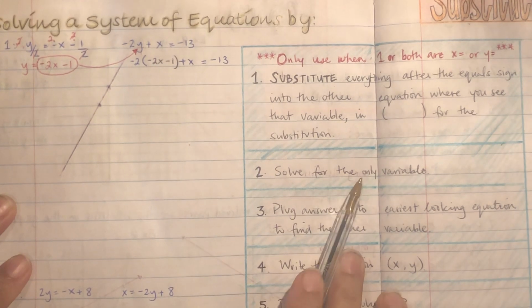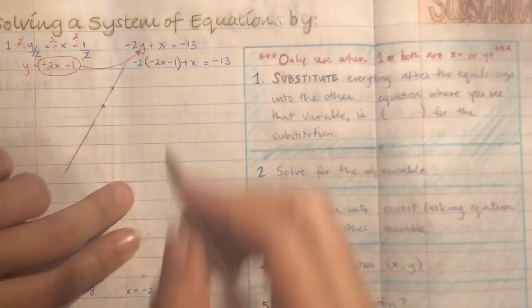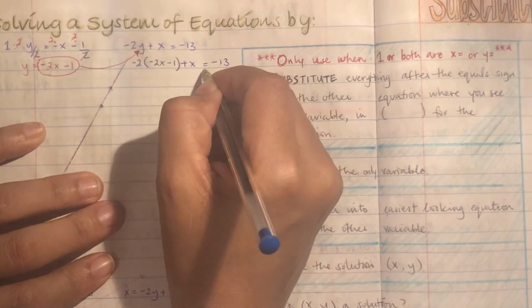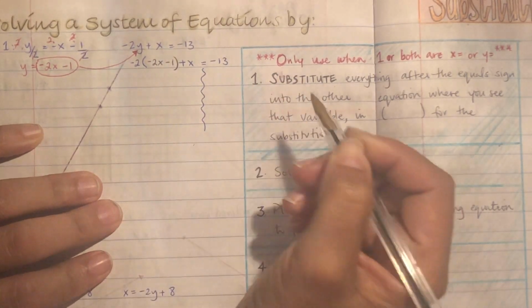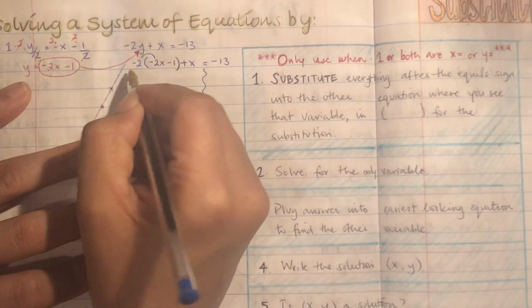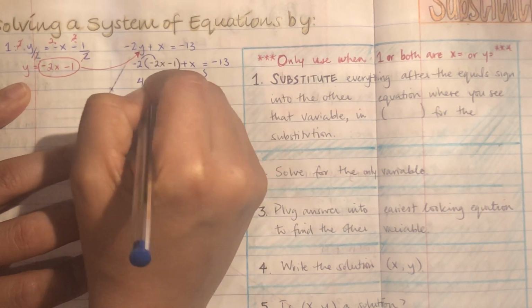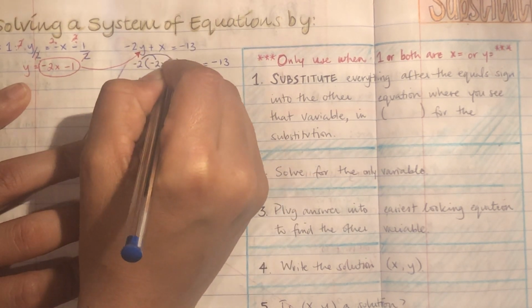Step 2, you're going to solve for the only variable. So the only variable you have in here is x. And guess what this is again? This is an equation. So I need you to draw my river. And what's the first step you're going to do? You're going to distribute this. So that's going to be a negative times a negative is a positive. 2 times 2 is 4. So it's 4x. All right, then distribute that as well.